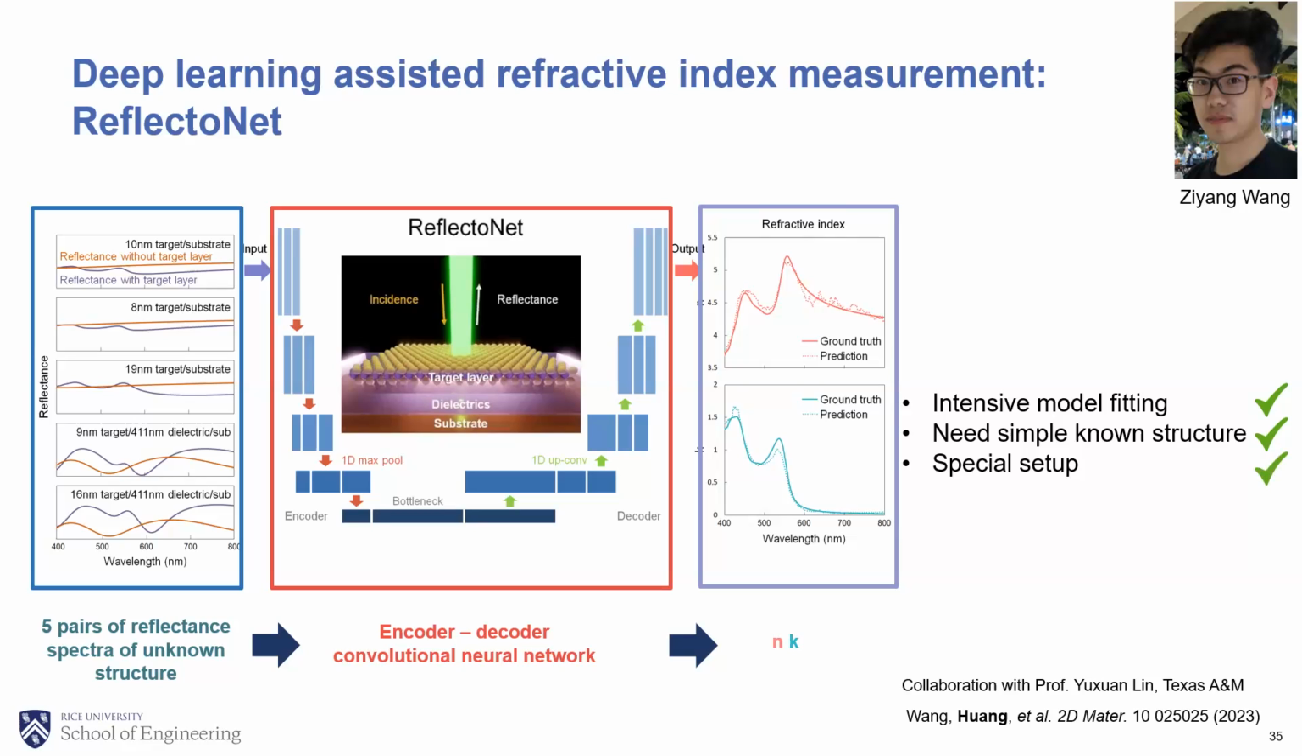Also, the third challenge, the special setup, is also resolved. Because for ReflectorNet, we just need a normal incidence spectrum, which can be easily implemented in the lab microscopes.